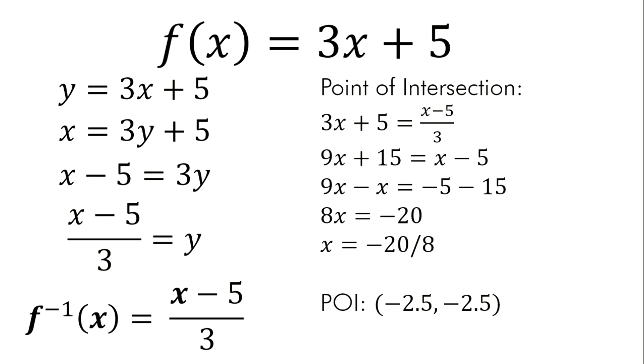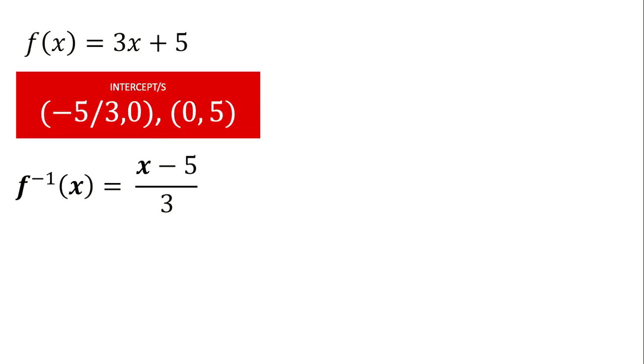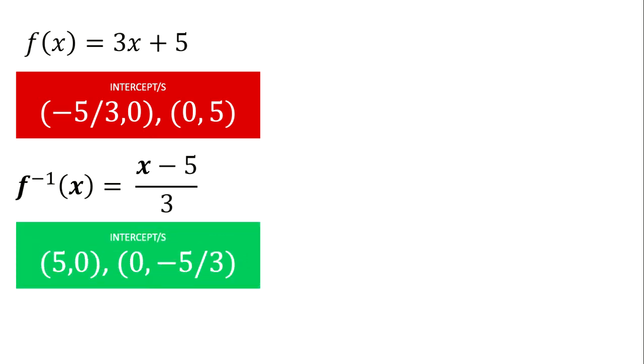Okay, so remember the line of symmetry of our inverse function is y is equal to x. So let's graph that. In a linear function, we need to identify the intercepts. So let's identify the intercepts to sketch the graph of 3x plus 5 and (x minus 5) over 3. For the function 3x plus 5, the intercepts are (negative 5 thirds, 0) and (0, 5). While for the inverse function, the intercepts are (5, 0) and (0, negative 5 over 3).